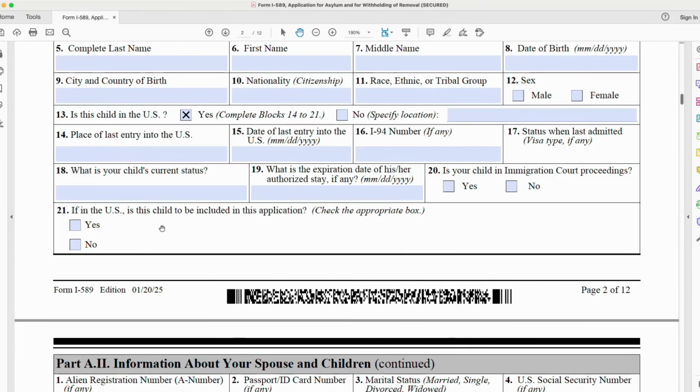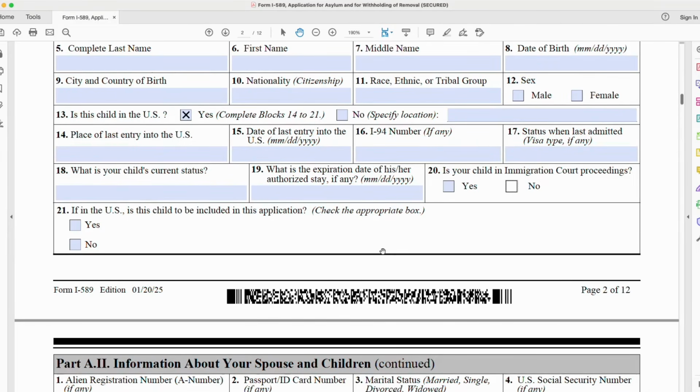If your child has an immigration status like TPS or parole or a visa status, write it on question 18. If not, write no status. If your child has a date when their immigration status will end, write that date on question 19. If they currently have a case in immigration court, select yes on question 20. If they do not have a case in immigration court, select no.